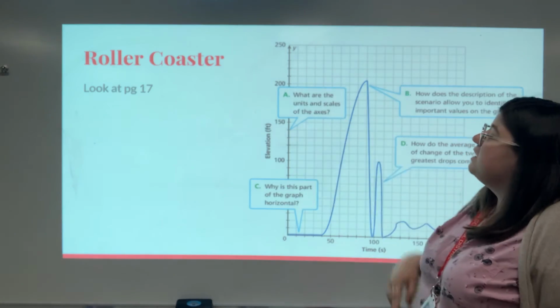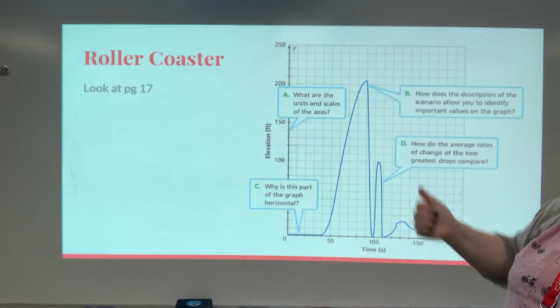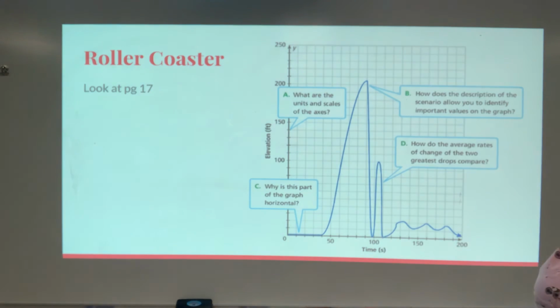What are the units and scales of these axes? We've already talked about that. Elevation in feet, how high you're off the ground, and time in seconds. So as the roller coaster keeps rolling, how high are you getting at those points?